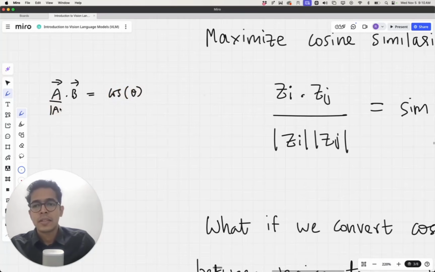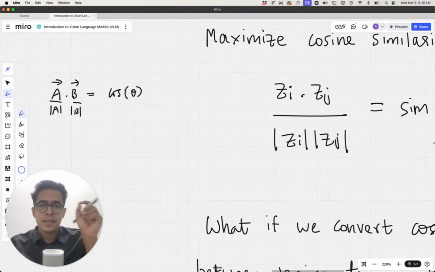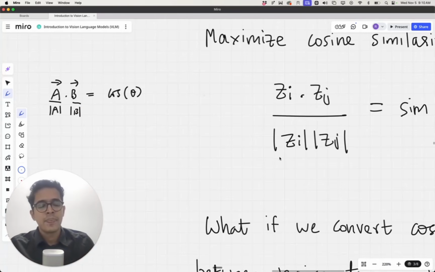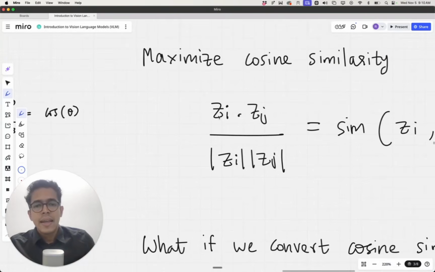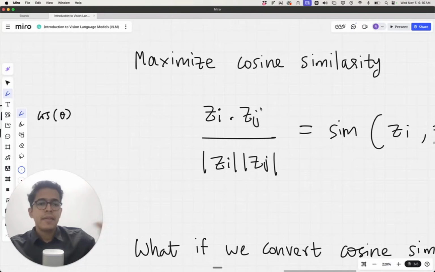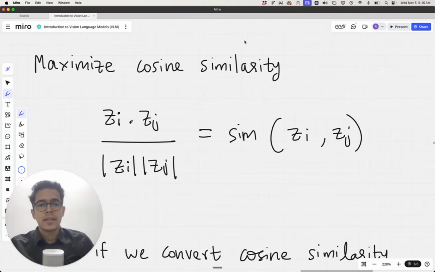Otherwise, you can normalize them: divide by modulus of A, divide by modulus of B. Now, what does this cosine similarity mean? If theta is 0, cos of 0 will be 1. If theta is 90, it will be 0. So if those two vectors are pointing in similar directions, with the angle very close to each other, they will have very high cosine similarity. Now here i is the anchor and j is the remaining vectors in your data set, correct?